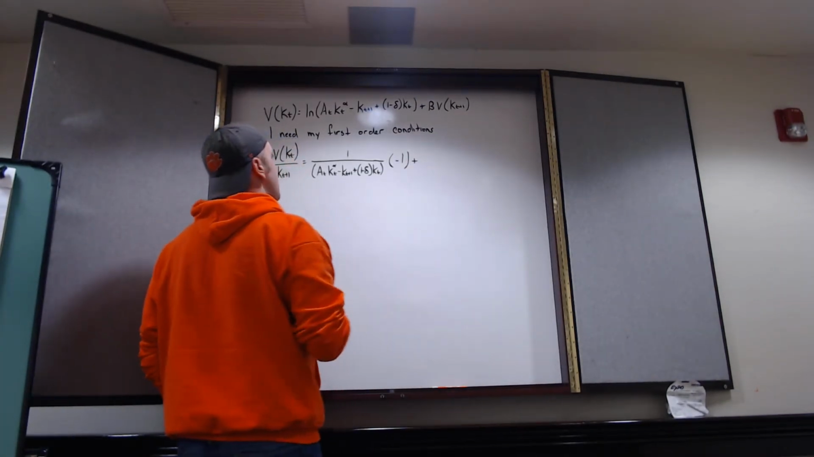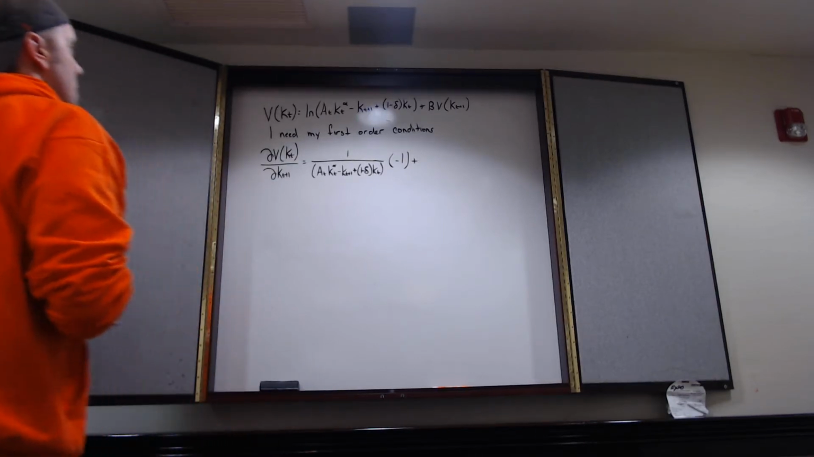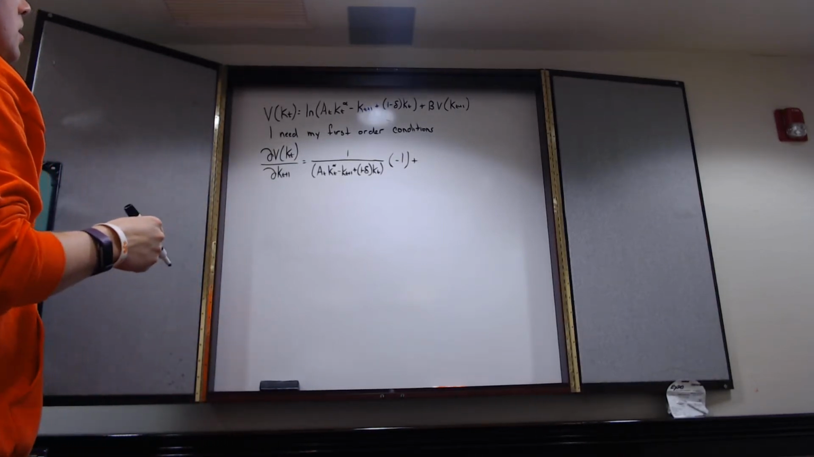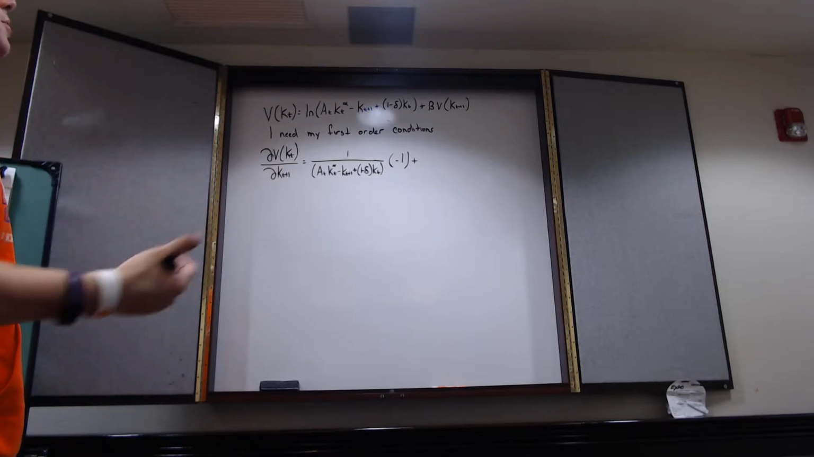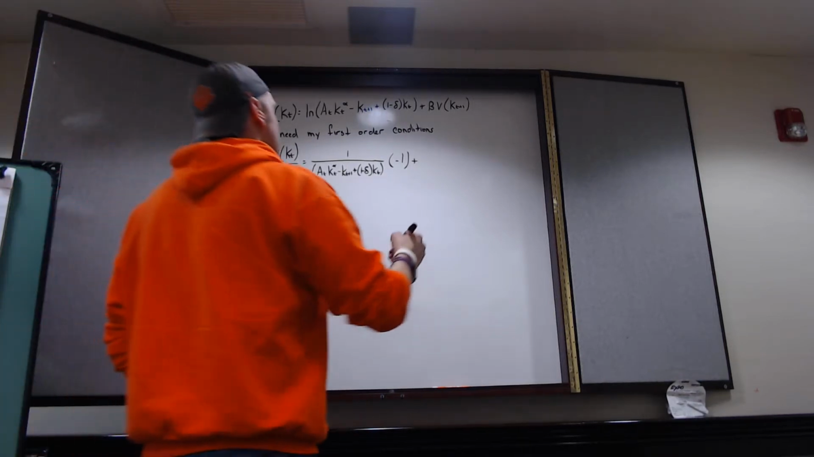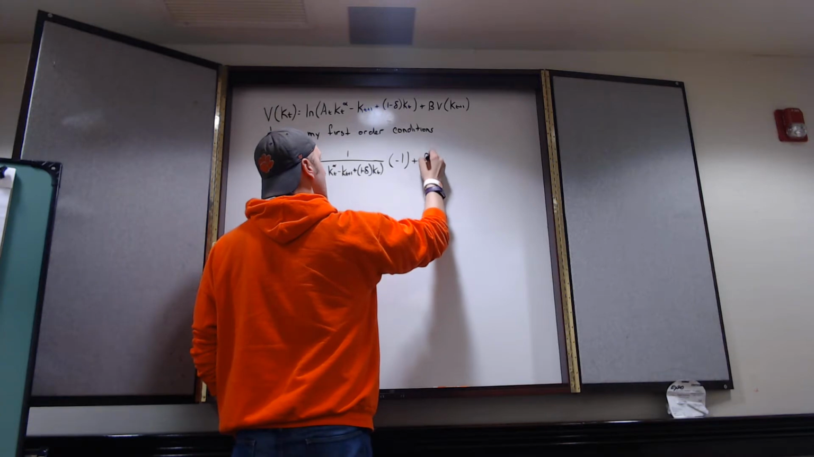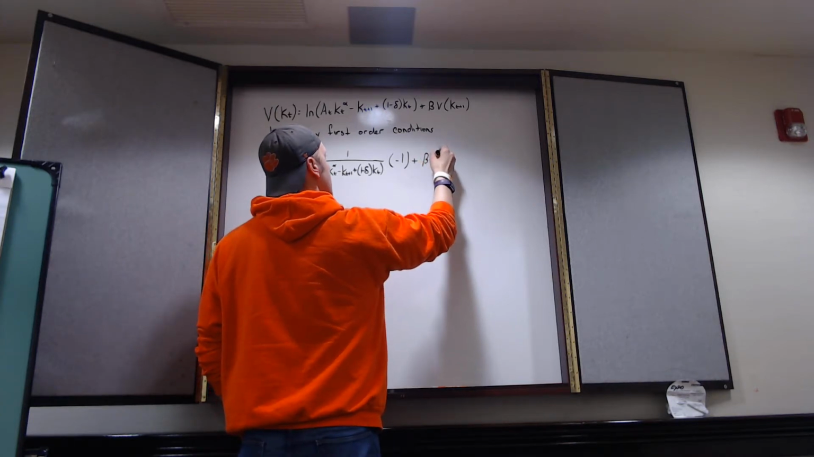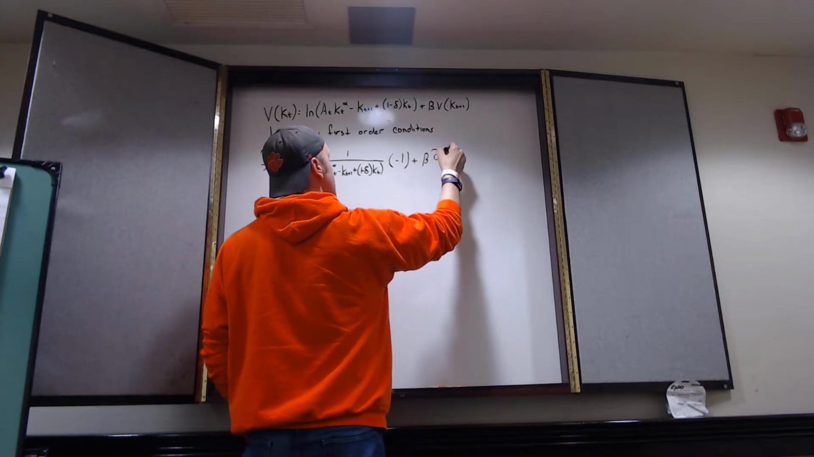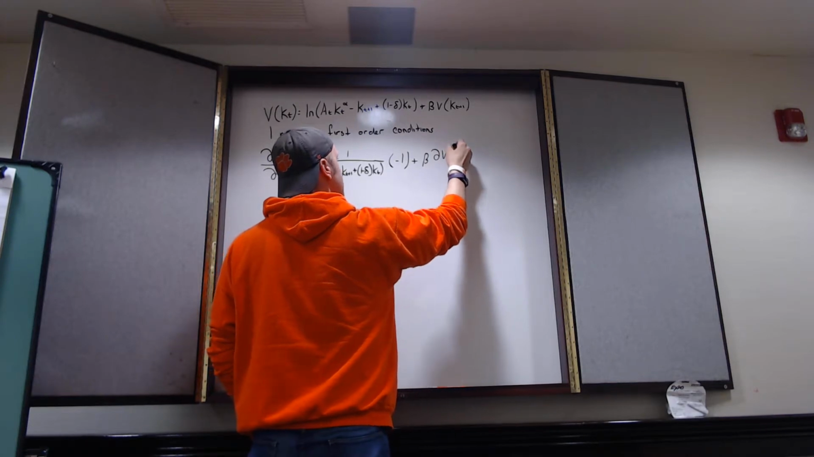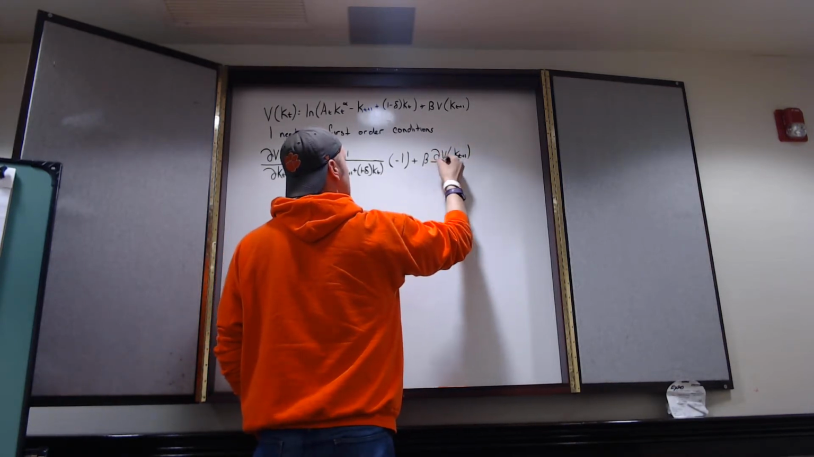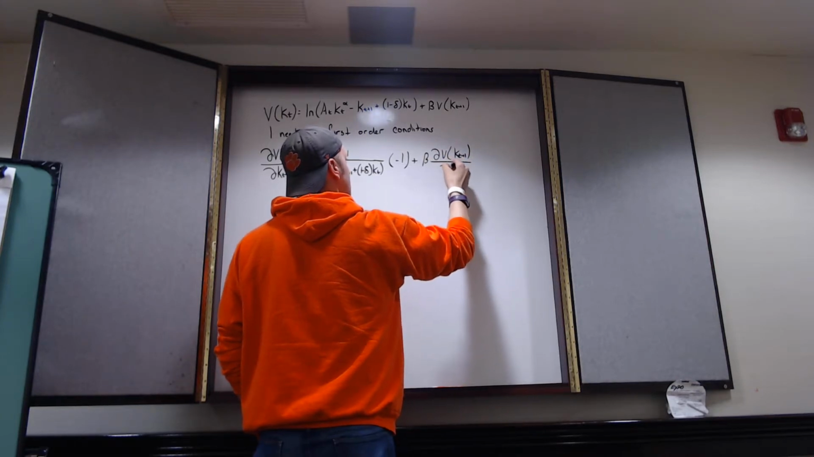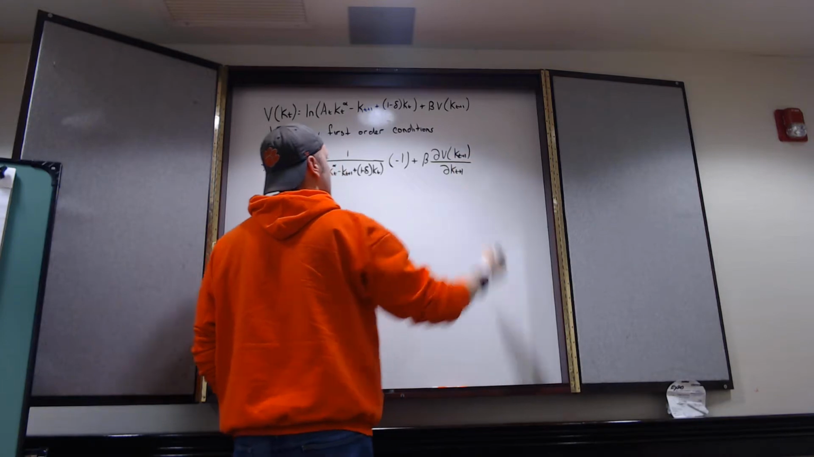So that part's done. All right, that first term in the Bellman equation has been differentiated with respect to kt plus 1, so we move on to the next term. And I'm going to get beta times the partial derivative of v of kt plus 1 with respect to kt plus 1.